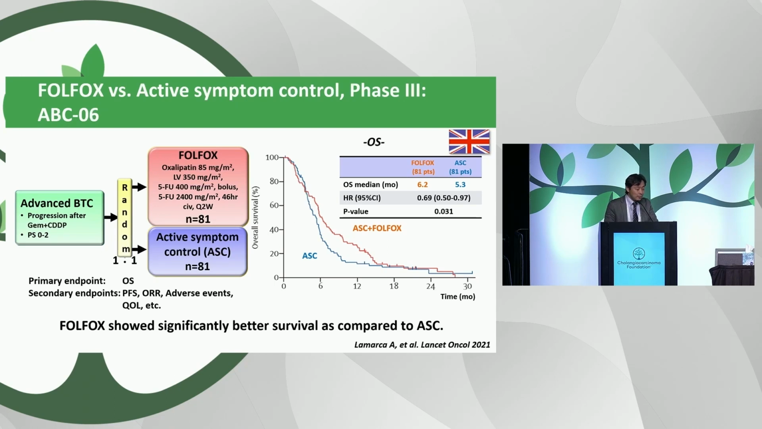The median overall survival is 6.2 months with FOLFOX and 5.13 months with active symptom control. The hazard ratio was 0.69. So FOLFOX shows significantly better survival as compared to active symptom control.